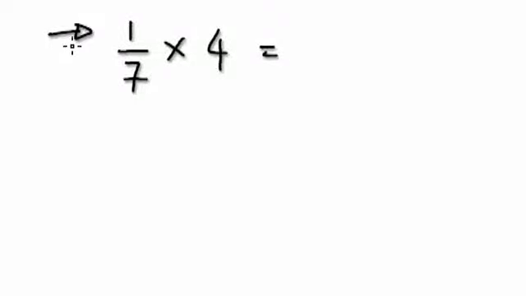Let's practice multiplying some fractions. I will do the first one. What's 1 over 7 times 4? Well, what does that mean? It means we've got one whole of something, and then we split it up into 7 equal parts, and then make a copy of it 4 times.